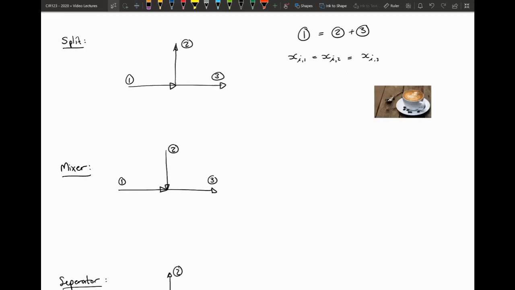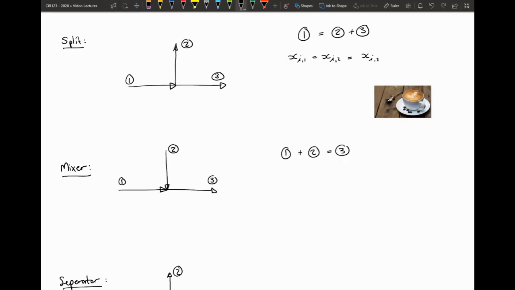When we start talking about a mixer, it's basically me making that cup of coffee. Because what we're doing here is we're taking two streams, 1 and 2, we're adding them together, and we are mixing them to form stream 3. Now, if we talk about the mixing, we understand that putting some stuff together means that we're forming something new. And stream 3's composition will be different to the composition of streams 1 and 2.